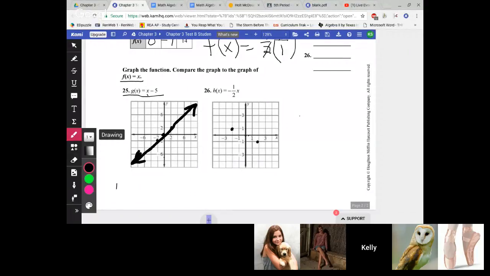So the slope for both of them is 1. When it says compare the graphs, we're drawing the graphs, but we're also writing that the slopes are the same. So you would say slopes are the same. And then what's the y-intercept for the second? Negative 5.